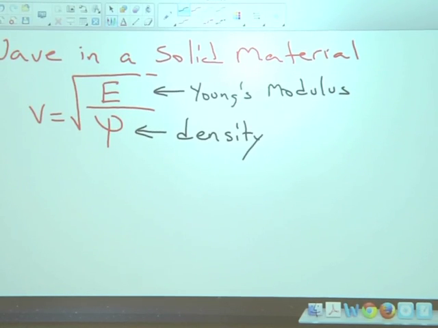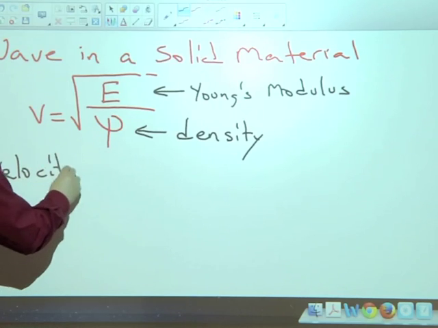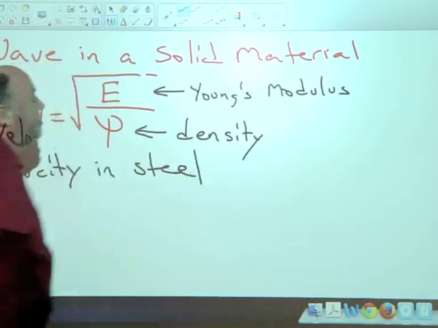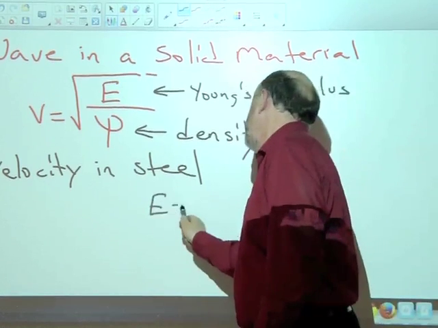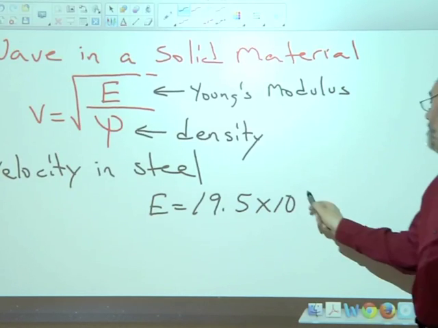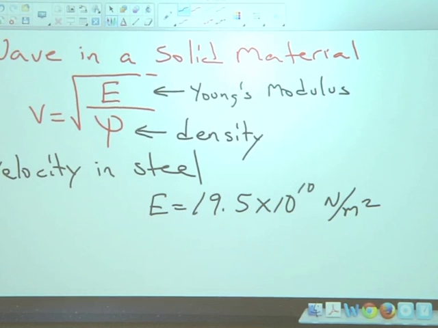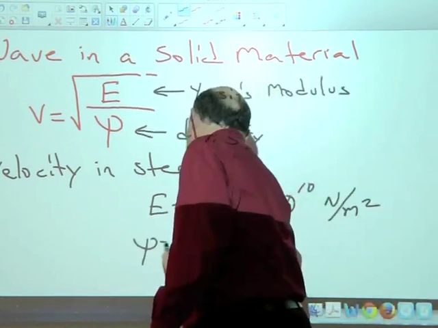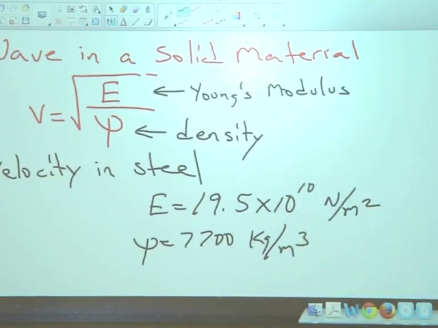So, for example, let's say I want to know the velocity in steel. For steel, you've got that E, Young's modulus, is 19.5 times 10 to the 10th per meter squared. And that's always going to be the same? Yes, it's a constant for the material. And then the density of steel is 7,700 kilograms per cubic meter.